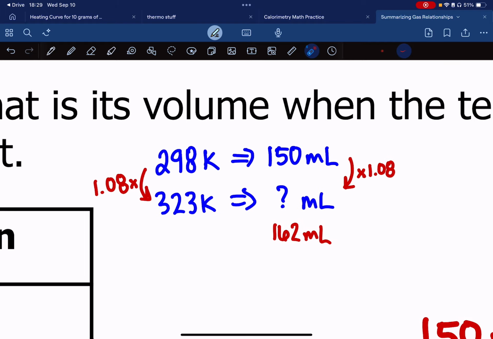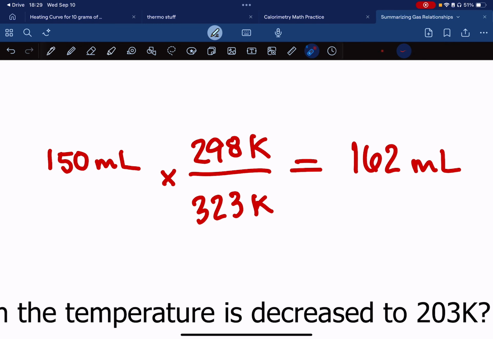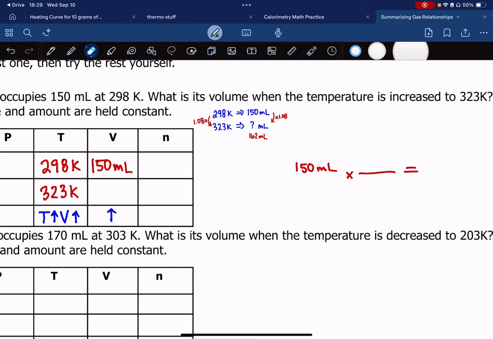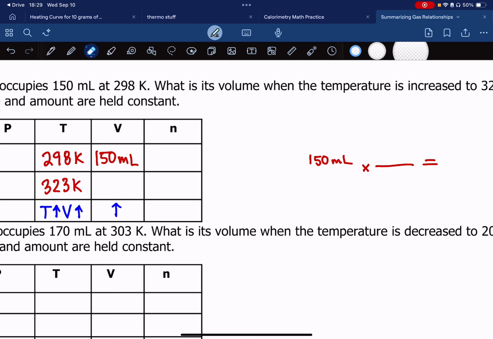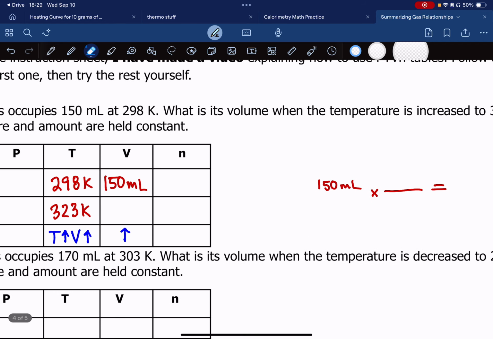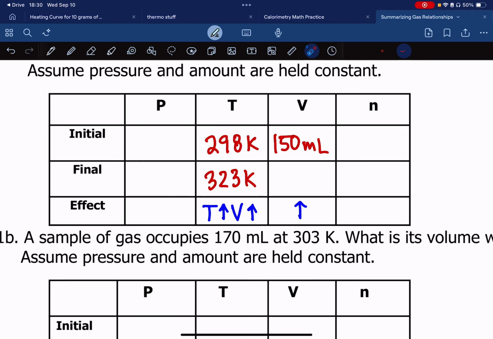But when you abandon that format, it becomes a little bit less obvious. So here's what we have to do. I'm going to back up a little bit, and we started with 150. Let's pretend that that isn't there. We started with 150, and I'm going to multiply by a ratio of my temperatures. So my two options are either 298 over 323, or I can do 323 over 298. How do I decide? Well, the answer lies in this effect row, because I have already decided that my volume should be increasing because my temperature is increasing.